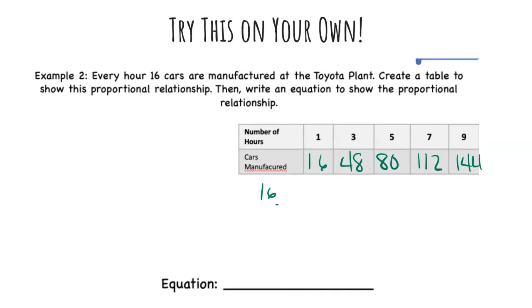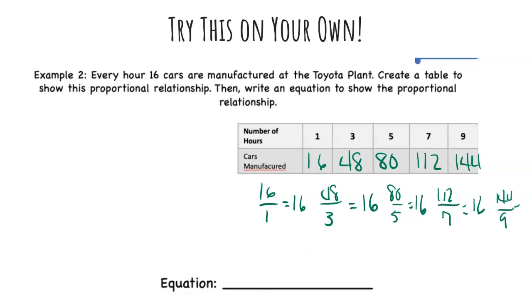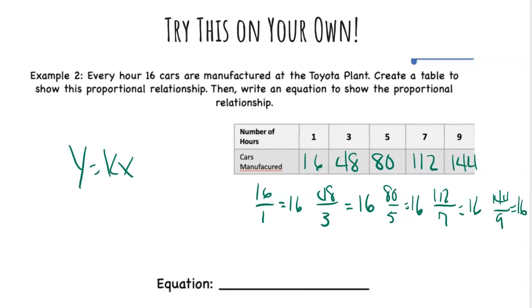I can then do 16 over 1, 16. I can do 48 divided by 3, which is also 16. 80 divided by 5, which is also 16. 112 over 7, or 144 over 9, and every single time I'm going to get 16. This tells me that 16 is my constant of proportionality, and all I have to do is put that into the equation, y equals kx, right in the place of my k, and I get y equals 16x.